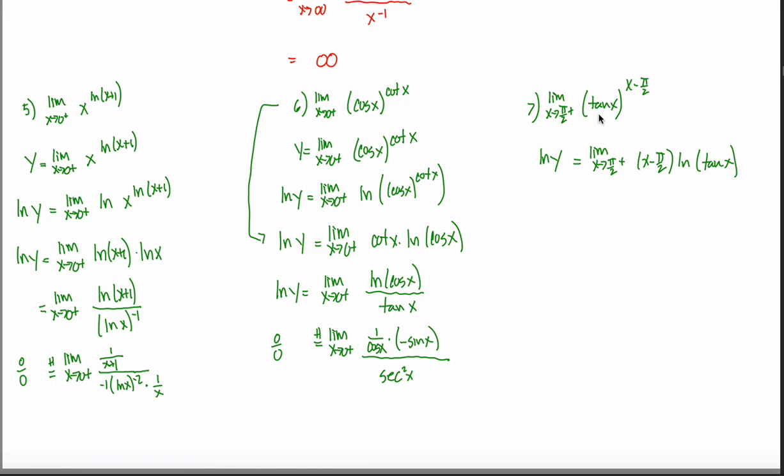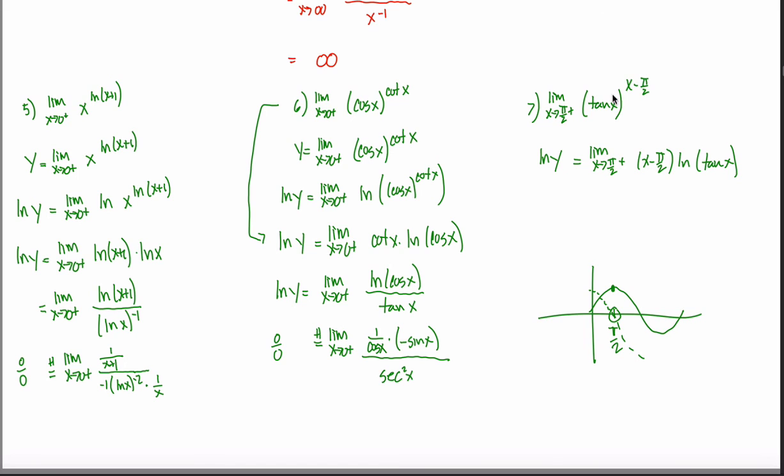Tangent of x, because tangent is sine over cosine, and because the sine of pi over 2 is 1, and the cosine of pi over 2 is 0, the tangent of x acts like 1 over 0, which goes off to infinity, and then pi over 2 minus pi over 2 is 0, so I kind of have infinity to the 0 power.